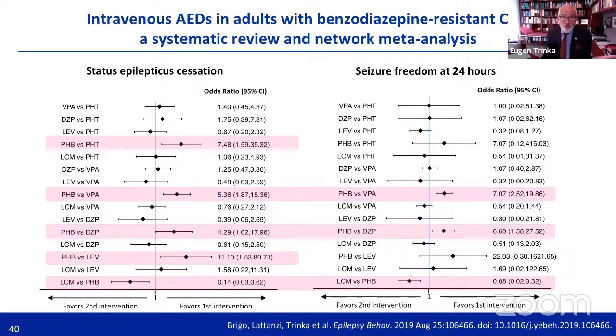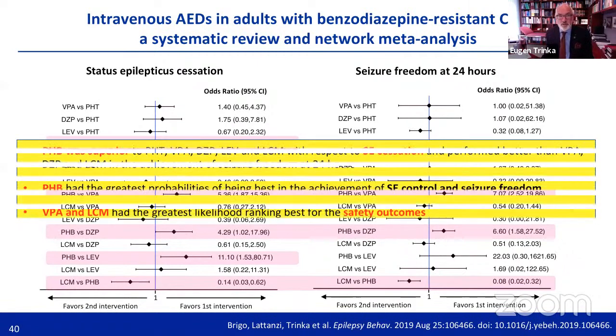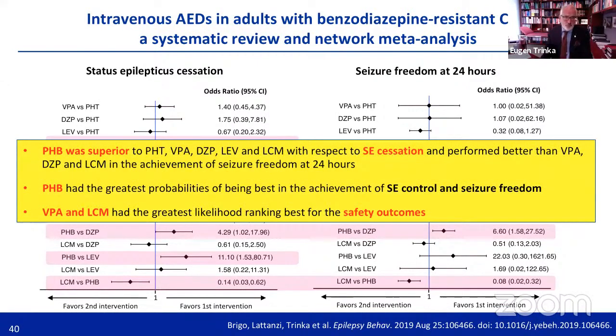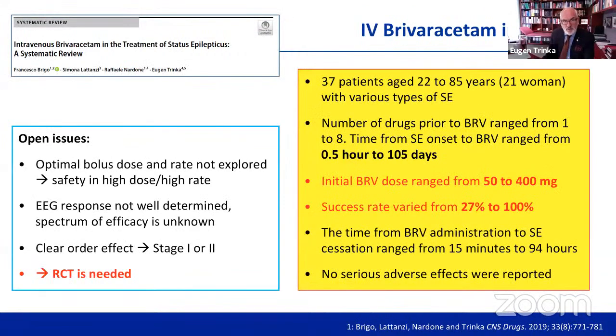And phenobarbital was not included in any of the trials which we did recently. It was phenytoin versus levetiracetam. So it was superior with respect to status cessation, and it had the greatest probability of being best in achievement of long-standing or 24-hour seizure control and seizure freedom. And valproic acid and lacosamide had better safety outcomes in this meta-analysis.